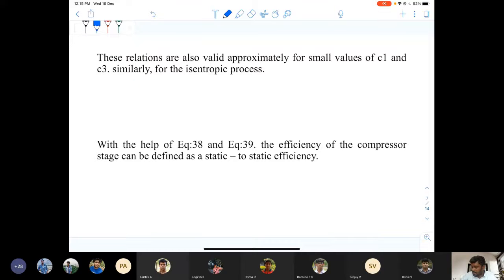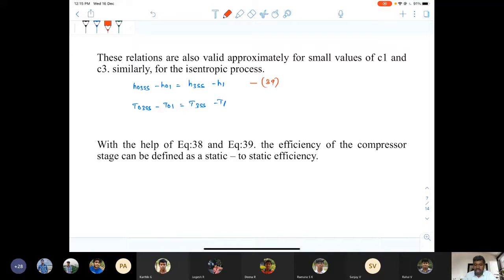and for an isentropic process, you can write H03ss minus H01 is equal to H3ss minus H1. This ss denotes the isentropic process, and in the same way, T03ss minus T01 will be equal to T3ss minus T1. You can write this equation, and now consider this equation as equation number 39.